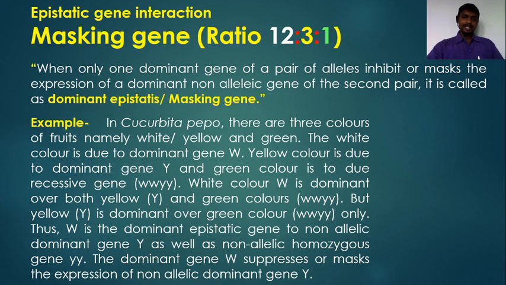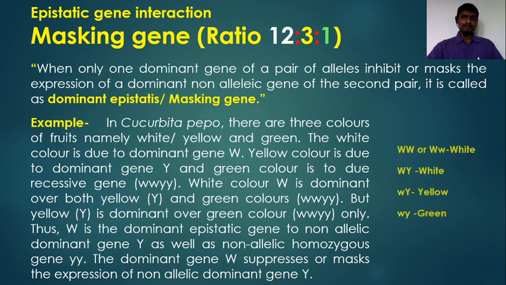White color dominates over both yellow and green colors, because this gene capital W dominates over both yellow capital Y and green small w small w small y small y. Yellow color is dominant over green color. Thus W is the dominant epistatic gene to the non-allelic dominant gene Y as well as the non-allelic homozygous recessive gene small y small y. The dominant gene W suppresses or masks the expression of the non-allelic dominant gene Y. So this W gene is epistatic over another non-allelic dominant gene Y.